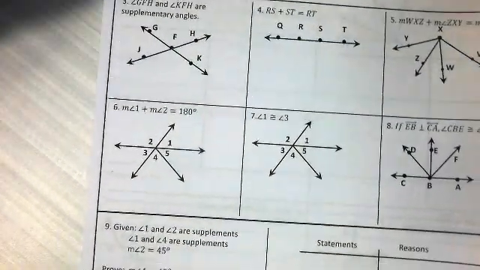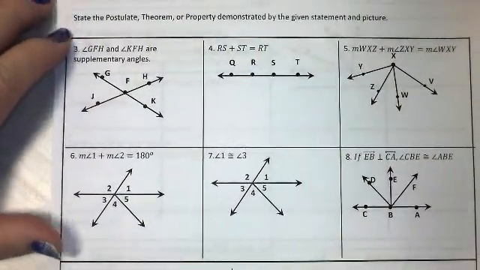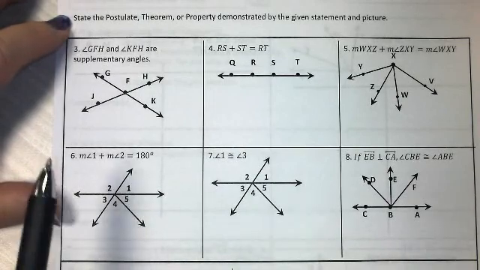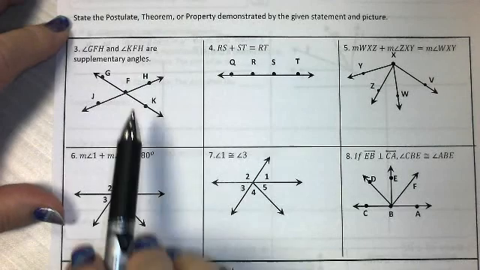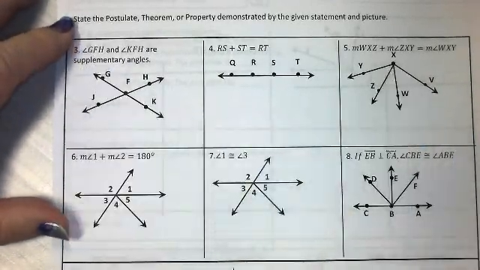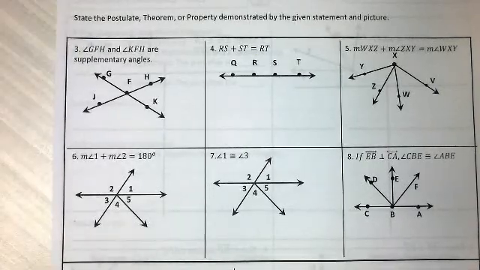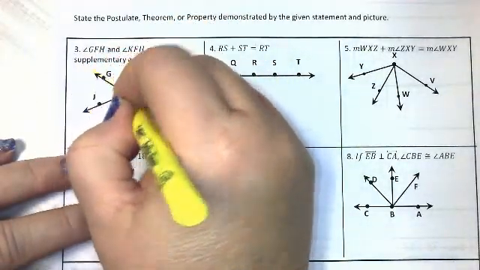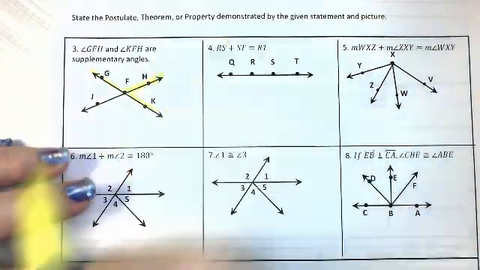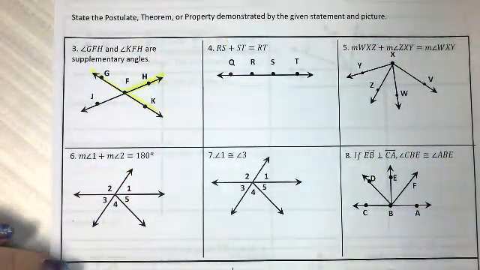So on our next page, we're just going to practice some of the postulates, theorems, and properties that we've learned and see if we can identify what they're going to look like when I do a proof. So for example, this one says GFH. So I'm going to find angle GFH. It's right here. And KFH is right here. It says those are supplementary.